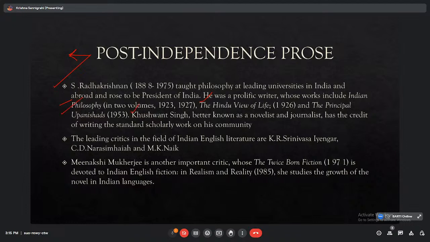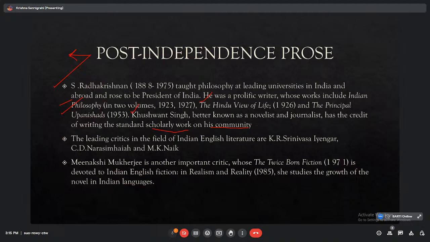Khushwant Singh, next, better known as a novelist and journalist, has the credit of writing a standard scholarly work on his community. So, scholarly work on his community. When you're writing about reality, you're writing about facts. As we know, it becomes a part of non-fiction.